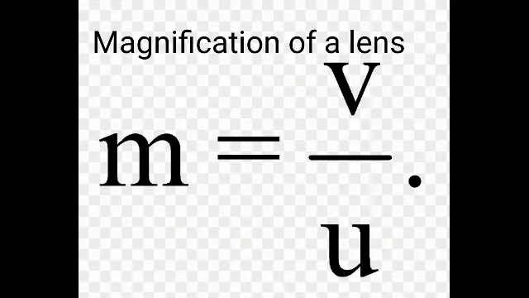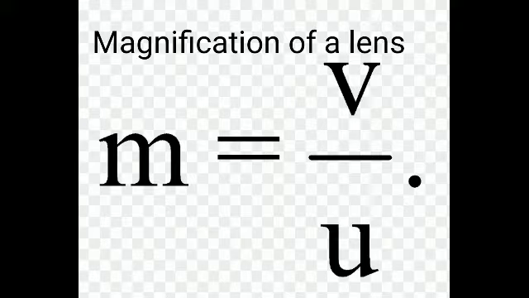Magnification is defined as the ratio of the height of the image to the height of the object. It is denoted by the letter M. If the height of the object is h and the height of the image is h dash, then the magnification produced by the lens is h dash by h.